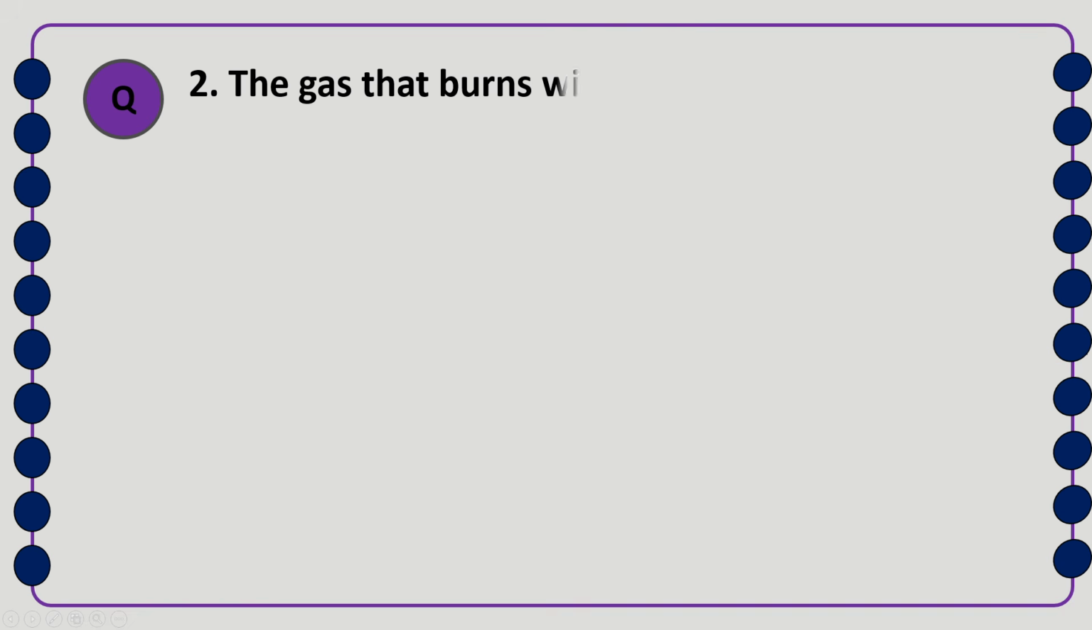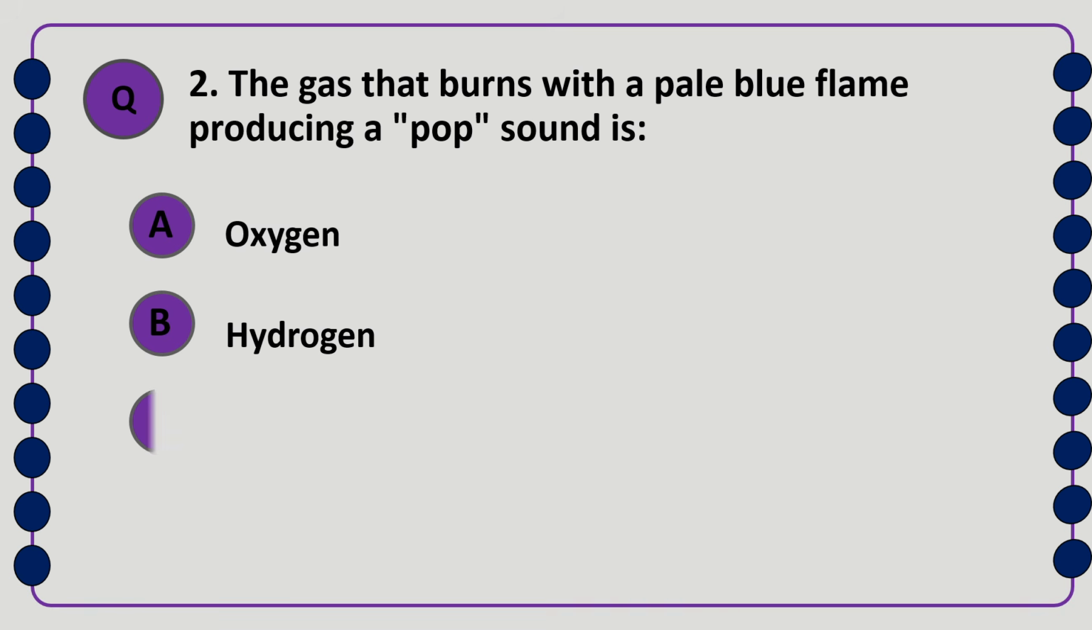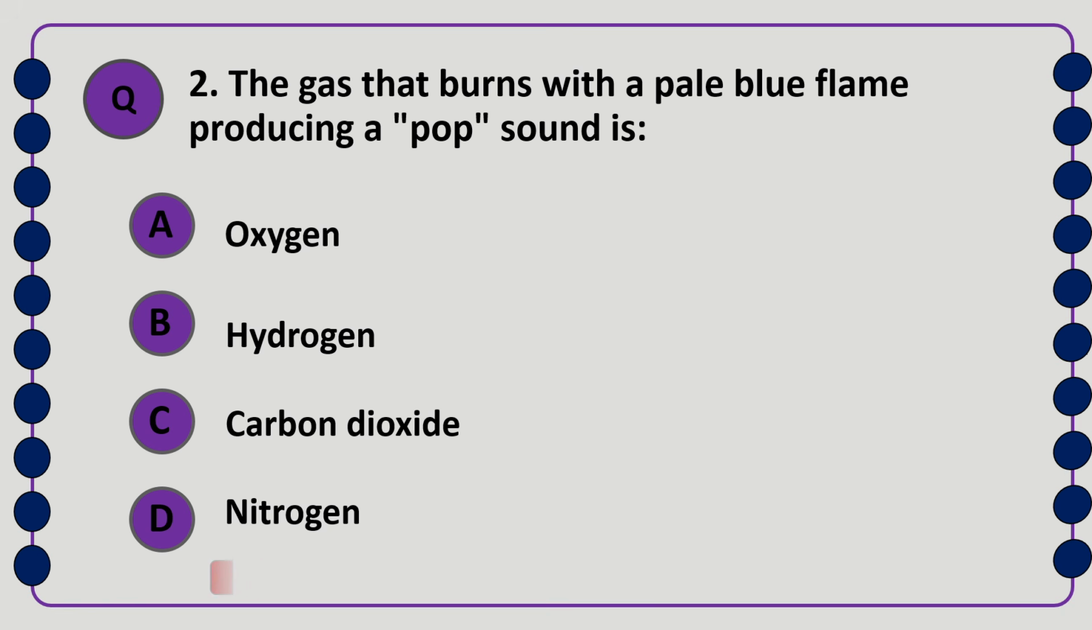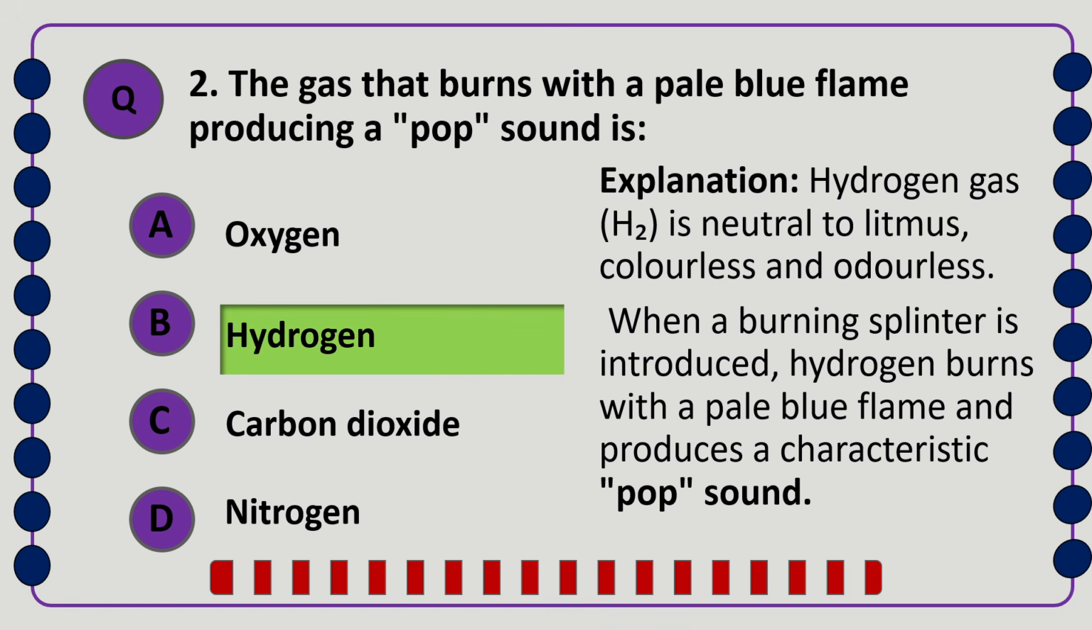Question number 2. The gas that burns with pale blue flame producing a pop sound. A very common question which you have seen from class 6. Options are oxygen, hydrogen, carbon dioxide, nitrogen. Yes, you have done this entire chapter in class 9, hydrogen. Let us take the explanation.